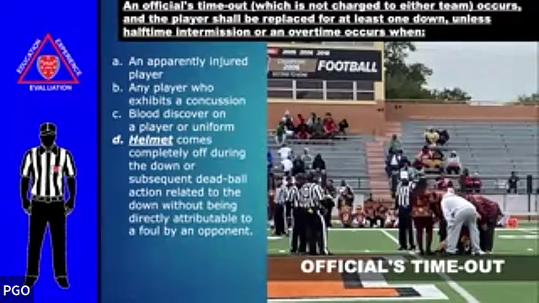Right? The helmet comes completely off during the down or subsequent dead ball action related to the down without being directly attributed to a foul by an opponent. Now, a couple of things. It has to completely come off. So if it just comes up and it's still on his head, come up to his nose, you just gotta strap it back up, he's good to go, or she's good to go. Also, this does not refer to a helmet coming off during a dead ball.